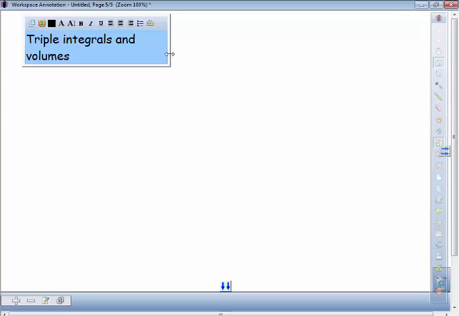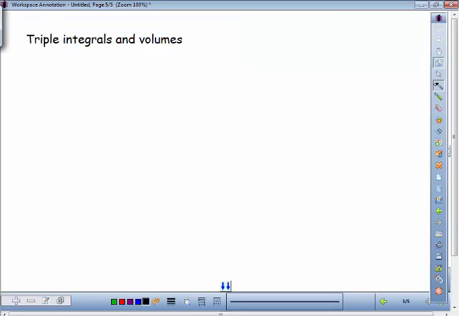Let me tell you something about the triple integrals and the volumes, and then we can take a look at double integrals and areas. So far, when we think about double integrals, we think about double integrals as the volume of stuff, right? So let's think about a double integral and what that means.